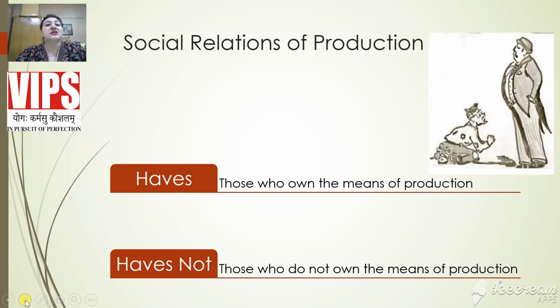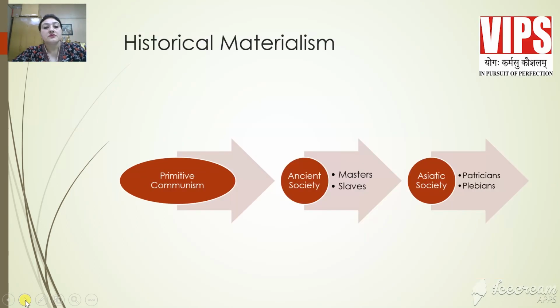What we need to understand for the time being is that the relationship between the haves and the have-nots is an antagonistic relationship, and this is vis-a-vis the means of production. So those who own the means of production are the privileged ones, and those who do not own the means of production are those who are constantly being exploited by the haves, by the owners of the means of production. So this is how he's tracing the history.